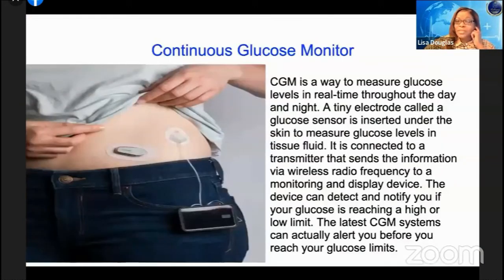And that's called a continuous glucose monitor. It can either be on the stomach, but lately we've been doing it on the arms. And it can detect and notify you if your glucose level is reaching a high or a low limit. It can actually alert you before you reach that glucose limit. So there are a lot of patients now, including children, that walk around with this particular device.